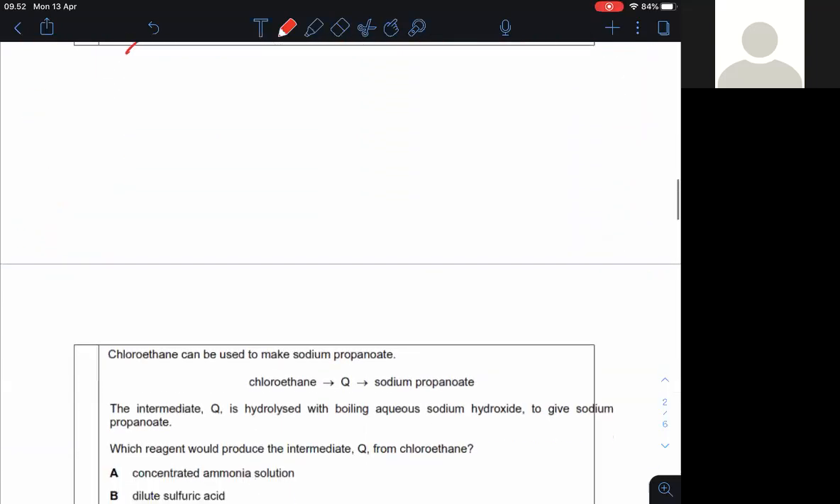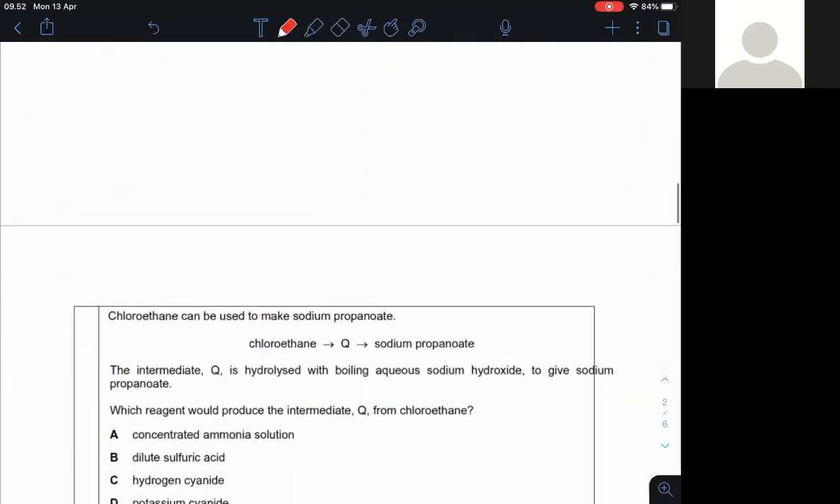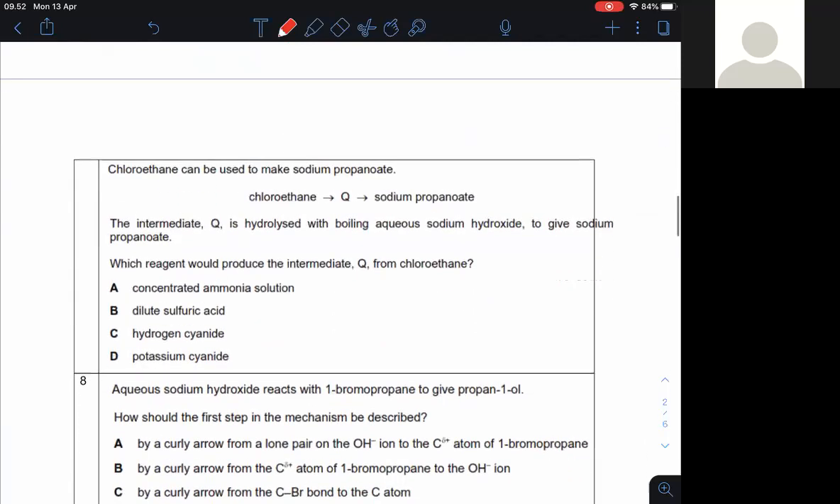I'll go for the other question, number 7. Now, chloroethane can be used to make sodium propanoate. Now, you see chloroethane, sodium propanoate. Here the intermediate Q is hydrolyzed with boiling aqueous sodium hydroxide to give you sodium propanoate. It means they hydrolyze this with sodium hydroxide, and then it gives you sodium propanoate.